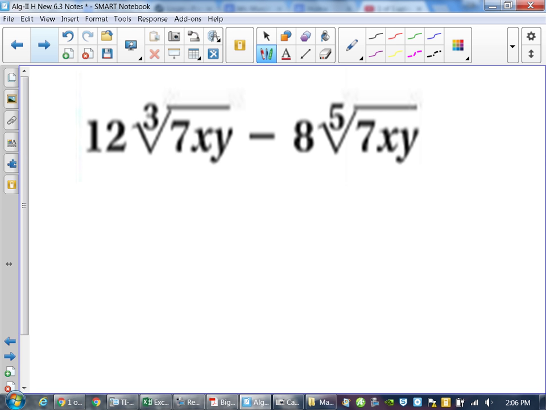Can I simplify this one? No. Why? What is that little guy up there called? The nth root. Yes, sir. The nth root is different. So our answer is no. Yeah, that's what I figured.